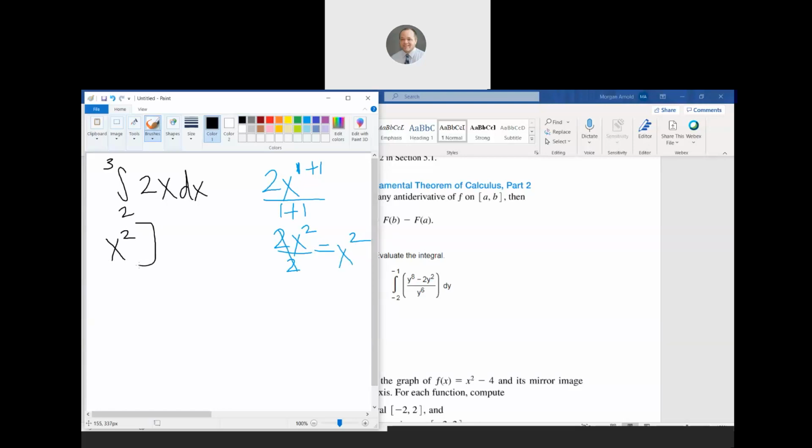Now we're ready to plug in our limits of integration. And according to your Fundamental Theorem of Calculus Part 2, you plug in your upper limit of integration first. So where we see an x, we'll plug in 3, minus in between your substitutions, and the second time around, plug in 2 for x. So our final answer is positive 5.